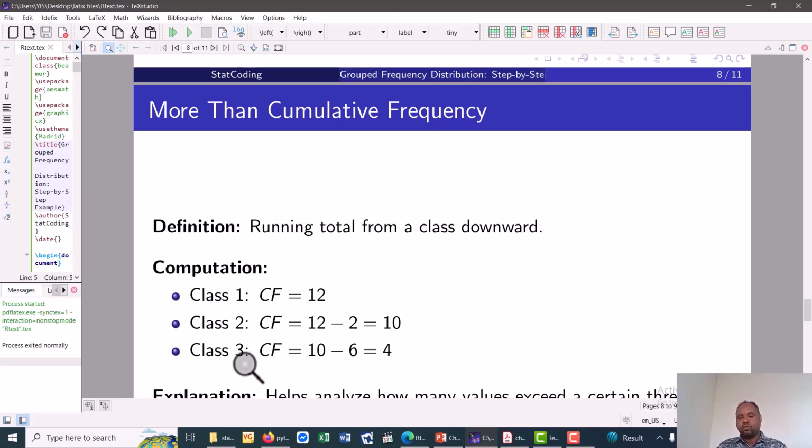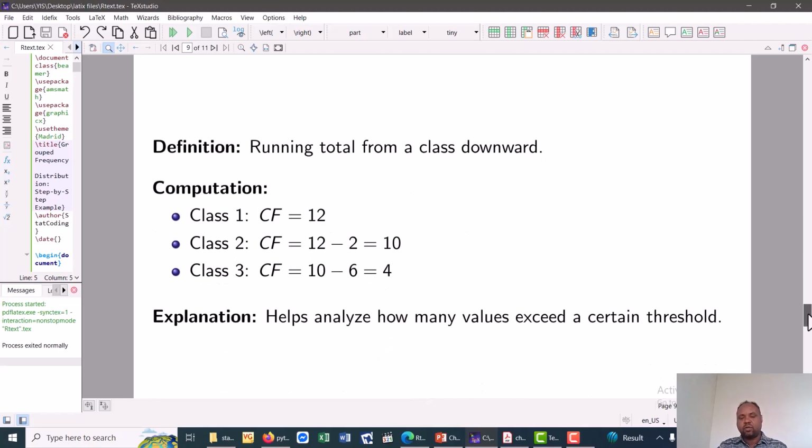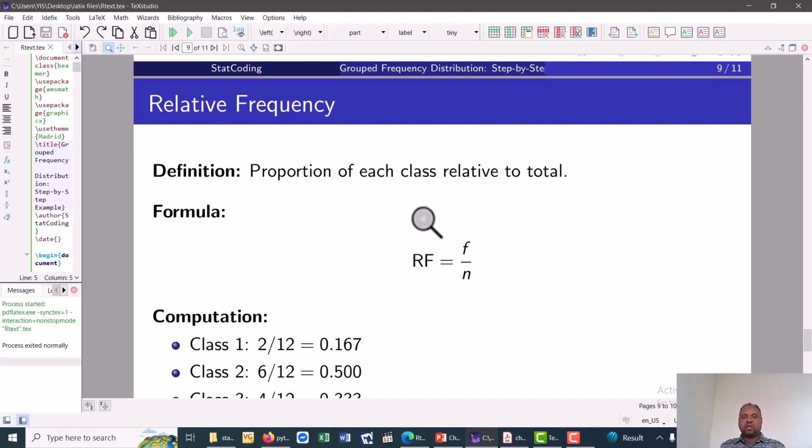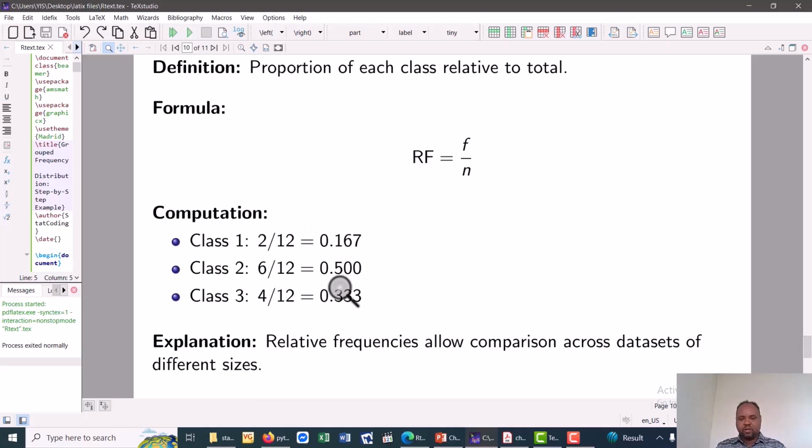The same is true for the third class, where we begin from 30 and above. So the number of students whose score is 30 and above is 4. This is nothing but the more than cumulative frequency. What's the relative frequency? Relative frequency is the proportion of each class relative to the total. What's the share of each class in proportion? In such a way that we obtain decimals that sum to 1.